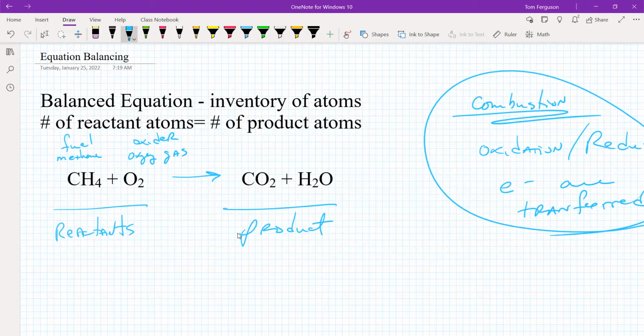So if you have X amount of atoms of carbon, you have to end up with the same X amount of carbon atoms in the end. Otherwise, we have a big explosion. It's called a nuclear reaction. We're not doing that through non-nuclear reactions. All right, so we have to take an inventory.